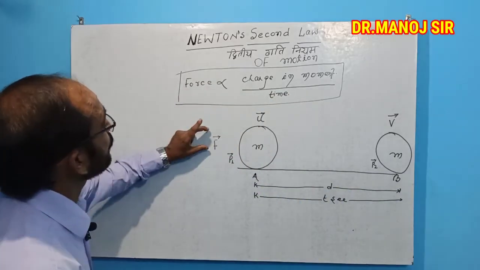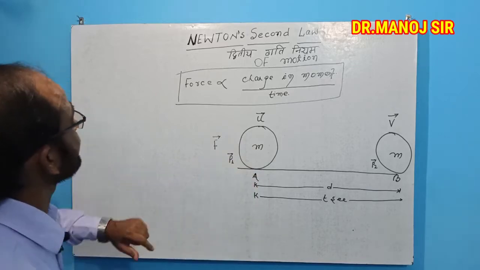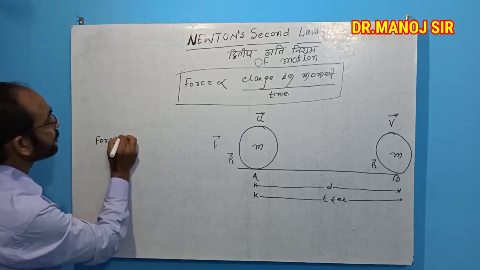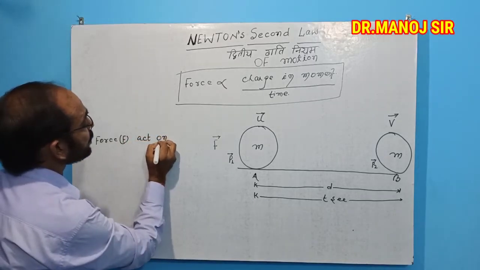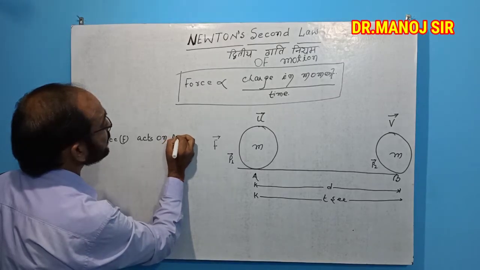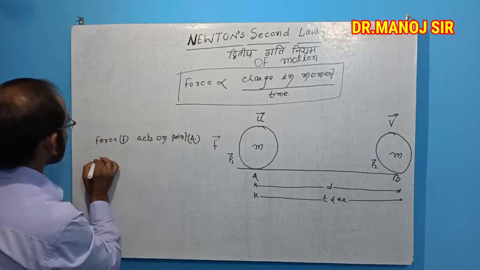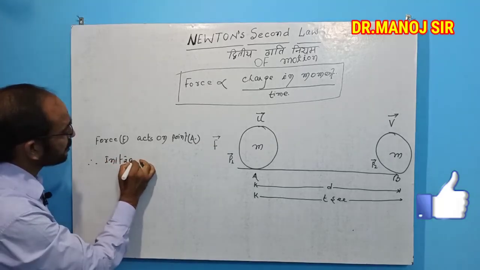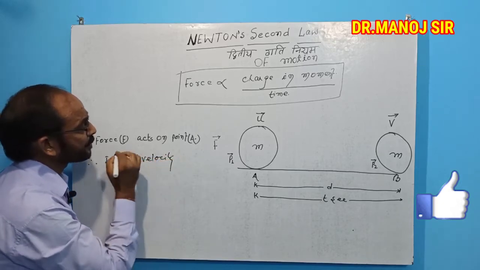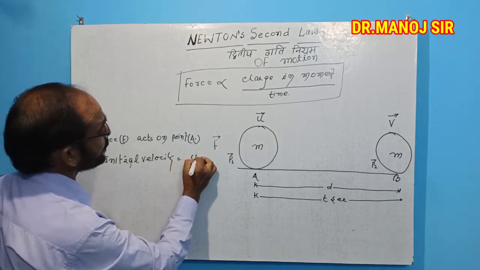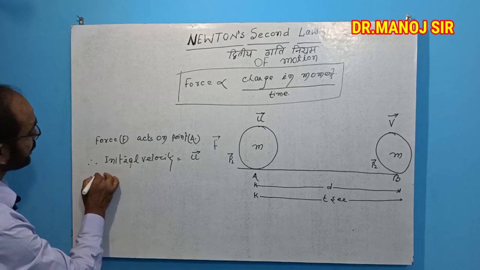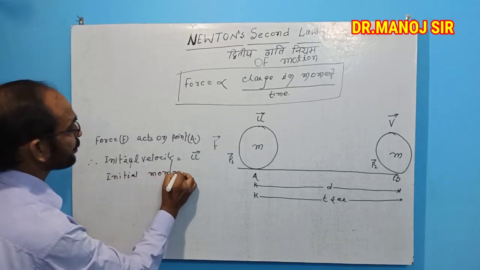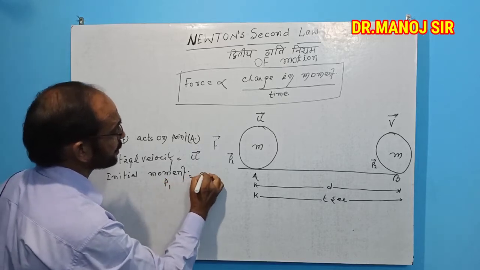Consider when force F acts at point A. Therefore, the initial velocity is u. The initial momentum, that is p1, is mu.